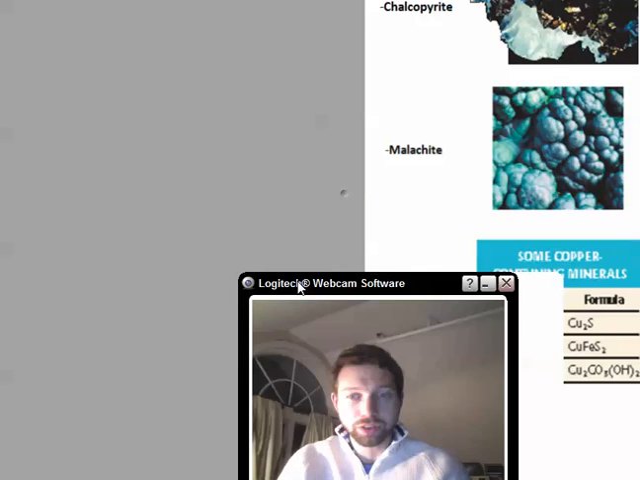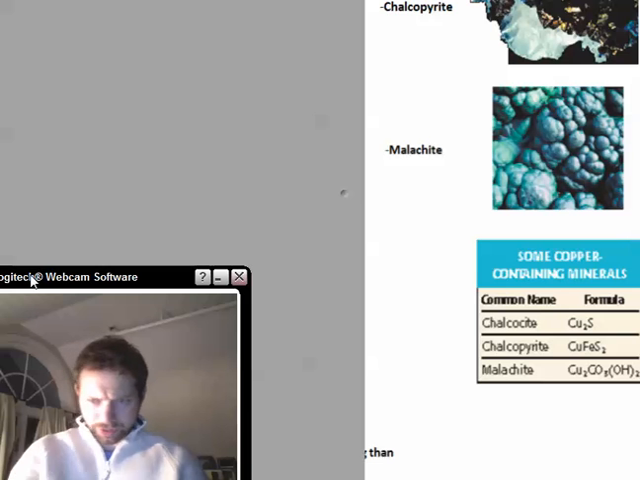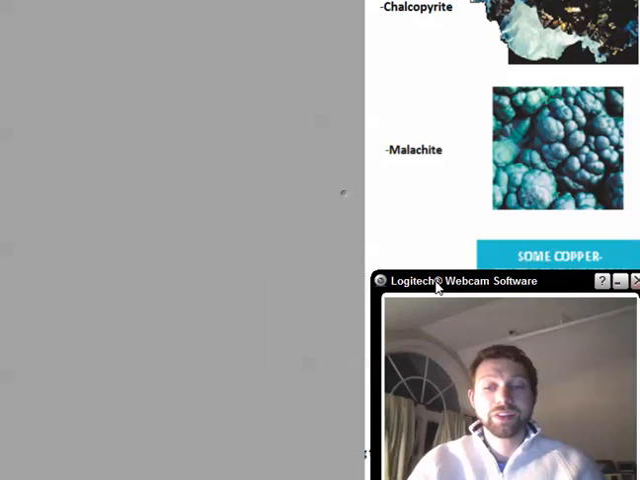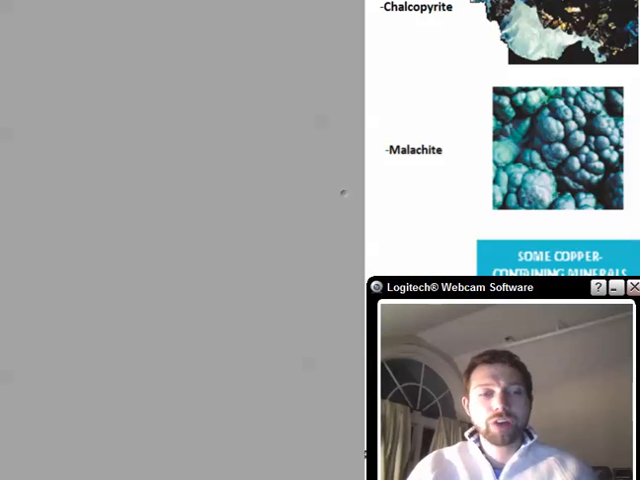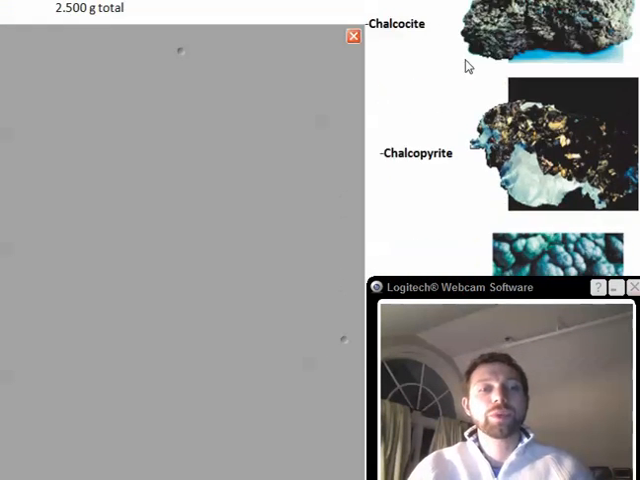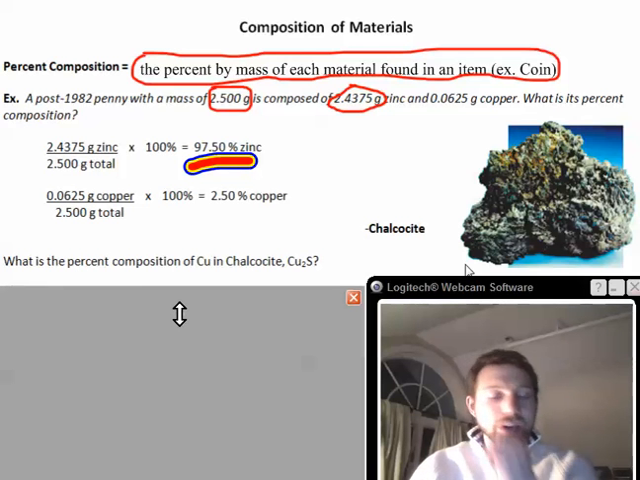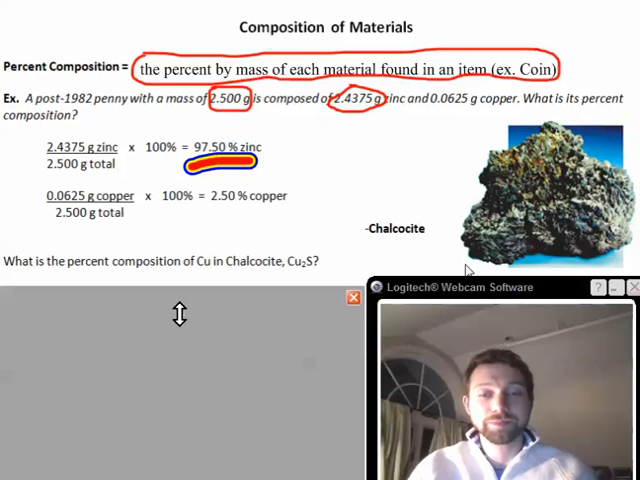I'll move my little screen there. The formulas are below, and we're going to take these formulas and use the molar masses of these to figure out what the percent composition would be. So let's start with the percent composition of copper in chalcocite.